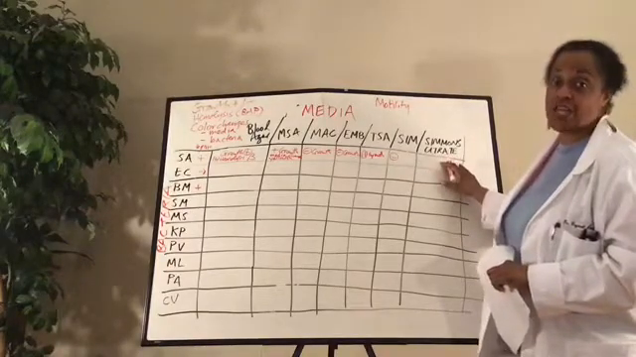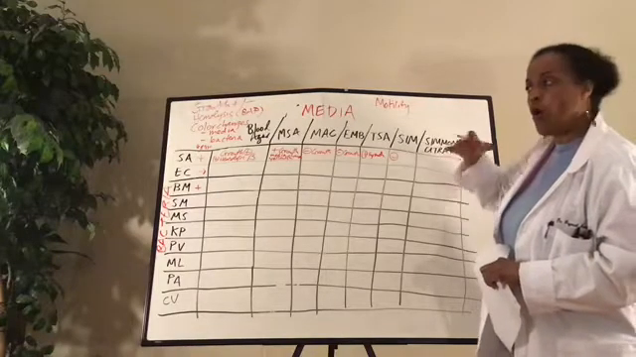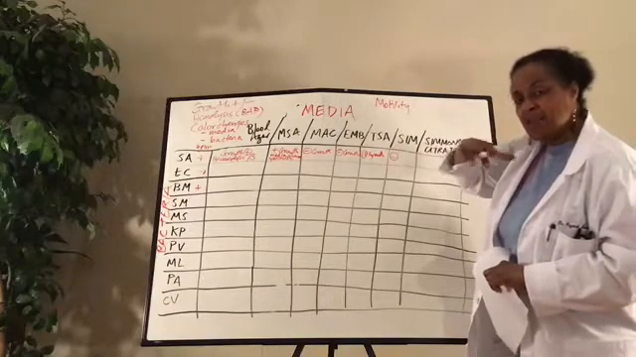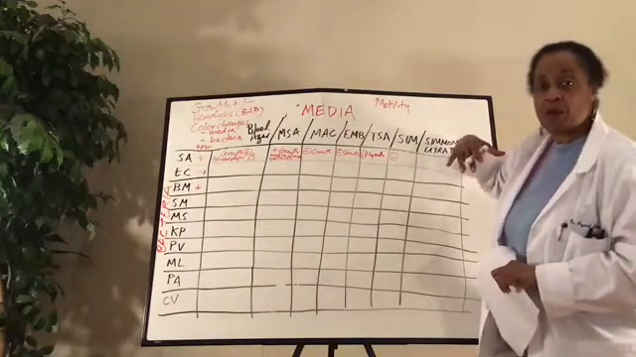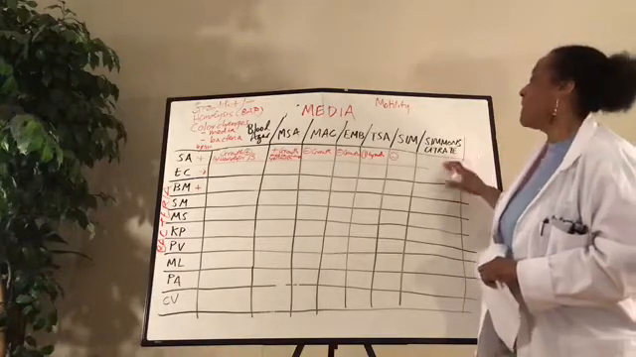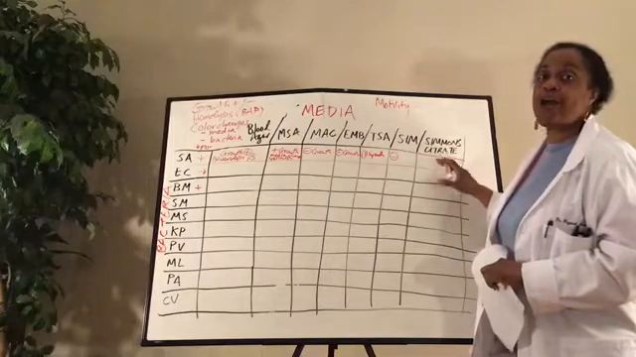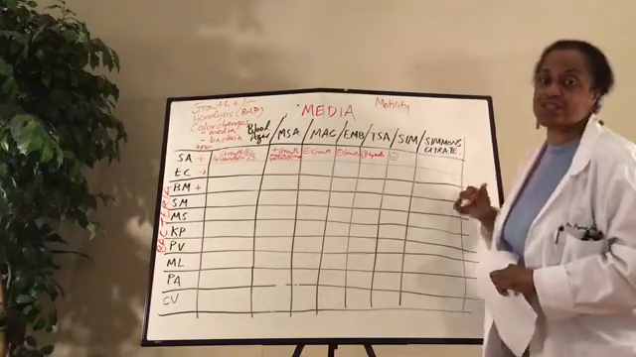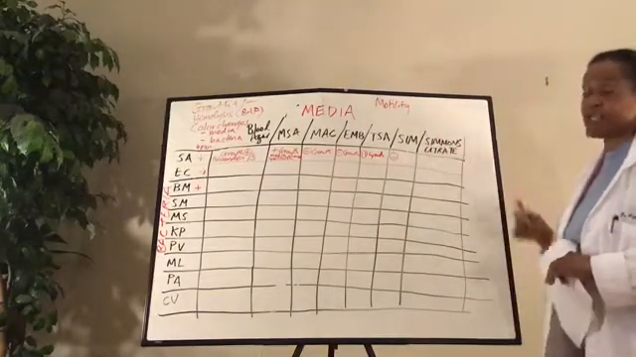Simmons citrate, you'll have to check the color for this one. Tell me if something grew on the top of the slant, because you can see some kind of creamy, whitish film. You may have growth, but it may not have changed the color of the citrate too. So you'll have to tell me that once you investigate. Just let me know, does that bacteria utilize citrate?